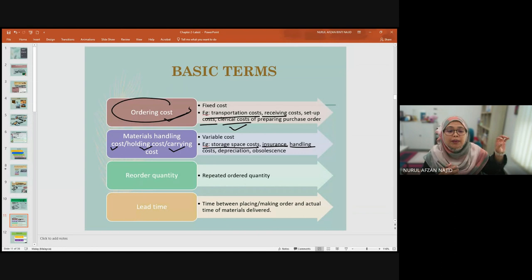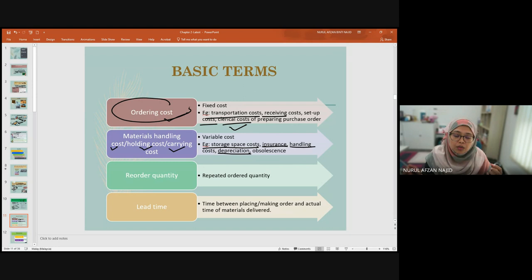Okay, then depreciation. Kenapa berlaku depreciation? Sebab dia melibatkan building. Dekat dalam store ada building, dalam store ada kabinet. Those are the fixed asset. Fixed asset you have to depreciate.